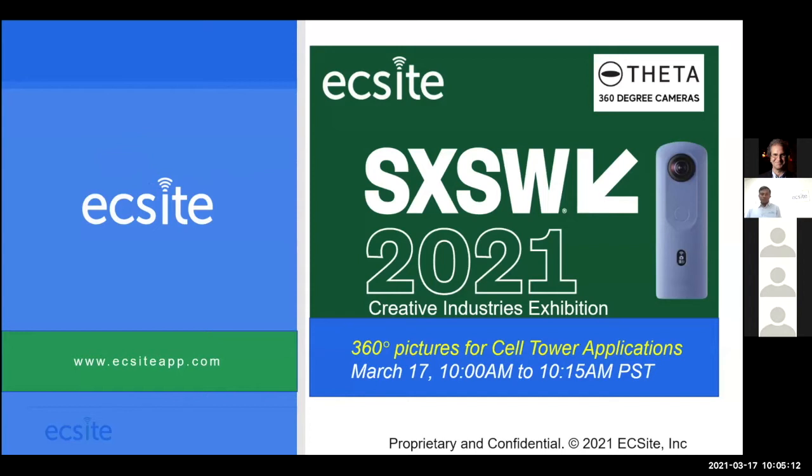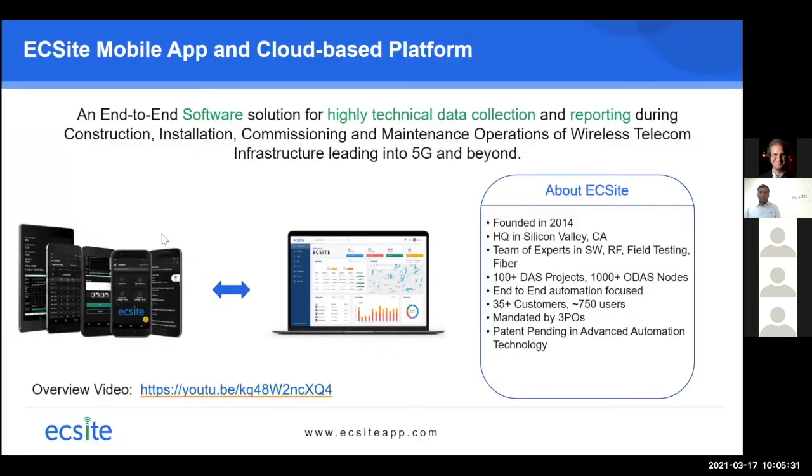The main focus of today is to talk about 360 degrees on a cell tower. You might wonder what the application of that is. It's actually pretty phenomenal in terms of what 360-degree pictures can do on a cell tower. So first of all, it's about ECSite. We are a software company located here in Silicon Valley in California. We were founded in 2014, headquartered here in the Valley.